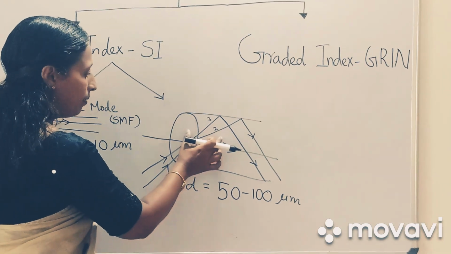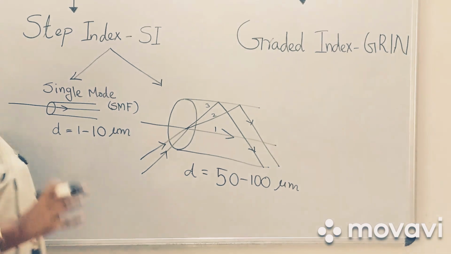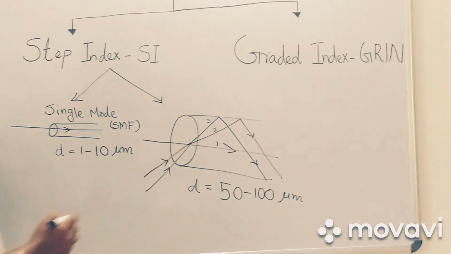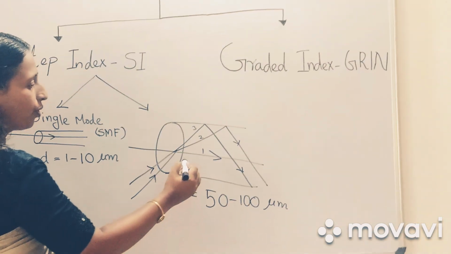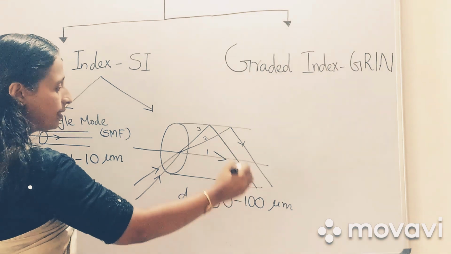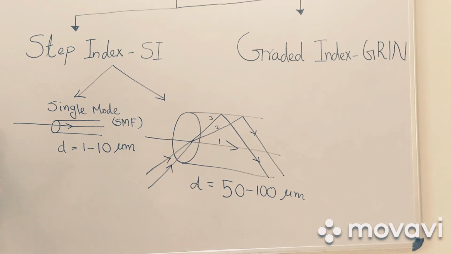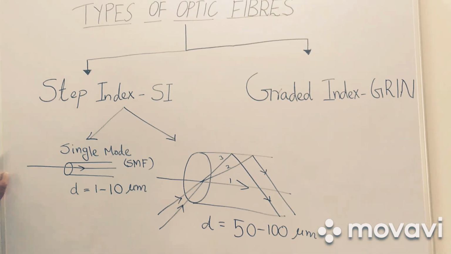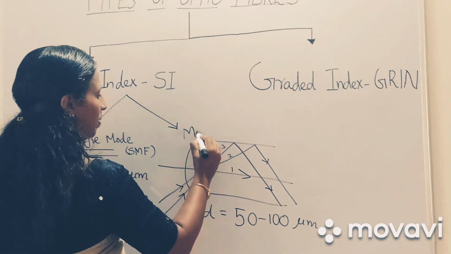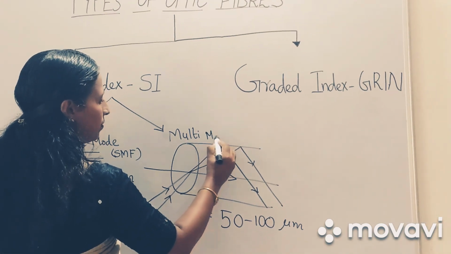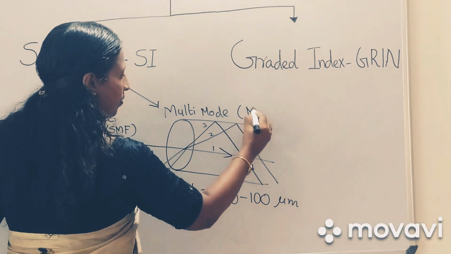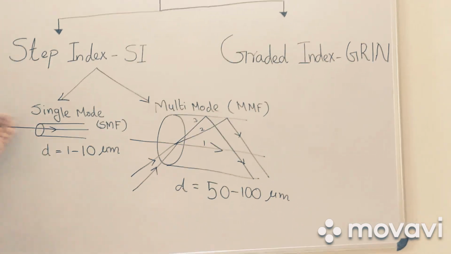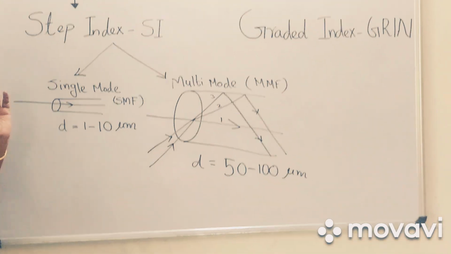So this type of fiber cannot be used for long distance communication. As distance increases, distortion also increases. In this fiber, if the size of the core is large, light rays travel through different paths. Multiple paths are possible. So this fiber is called multi-mode fiber, MMF. So this is about the classification of step index fibers.